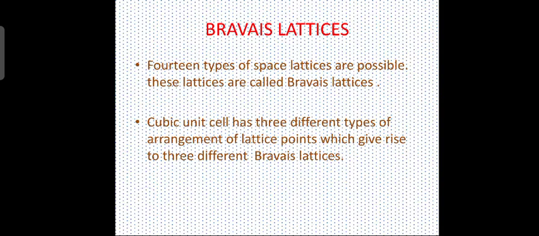Next slide. Now, what are Bravais lattices? 14 types of space lattices are possible. These lattices are called Bravais lattices, okay. A cubic unit cell has 3 different types of arrangement of lattice points, which give rise to 3 different Bravais lattices. In the case of a cubic unit cell, it will give rise to 3 different types of arrangements of lattice points. In the lattice points, what is present? Either atoms, molecules or ions are present. So, this will give 3 different Bravais lattices, okay.